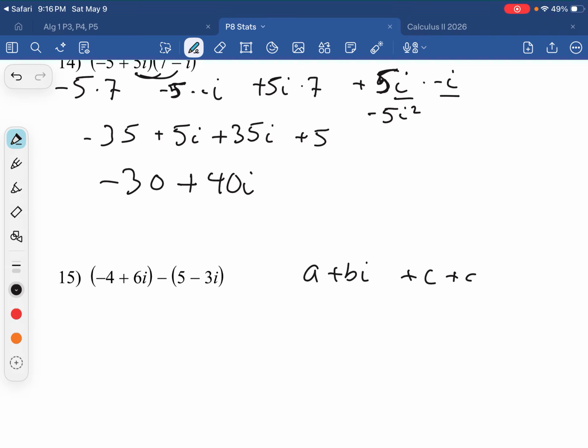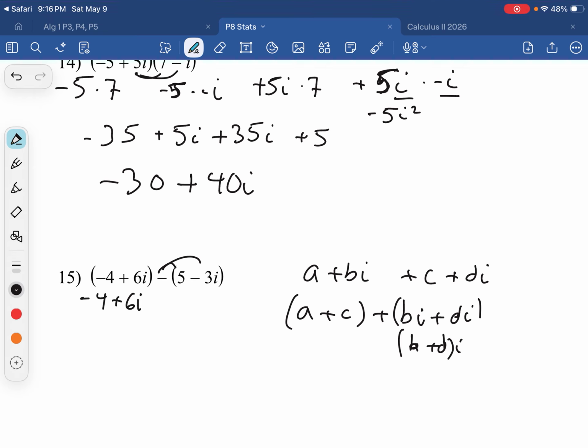When we're adding or subtracting complex numbers, if it's a plus bi plus c plus di, it's a plus c. And some books might write this like a plus c and b plus d, and then factor out the i, but I'll show you what I mean with that. First thing I want to do if I'm subtracting is change the sign to make this -4 plus 6i. We're going to add the opposite. -4 minus 5 is going to be -9. 6i plus 3i is 9i.